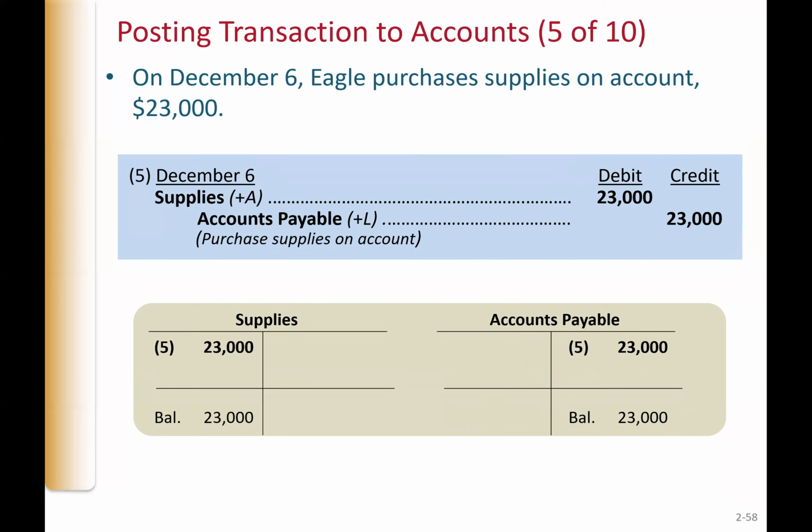Here's the transaction when we purchase supplies on account. Supplies is an asset. We debit it because it's increasing. Accounts payable is a liability. It's on the right-hand side of the accounting equation. So we know to increase an accounts payable, we credit it. In this case, we purchase supplies on account. It means our supplies increased, but we also owe the money, which is why it's a payable, accounts payable.